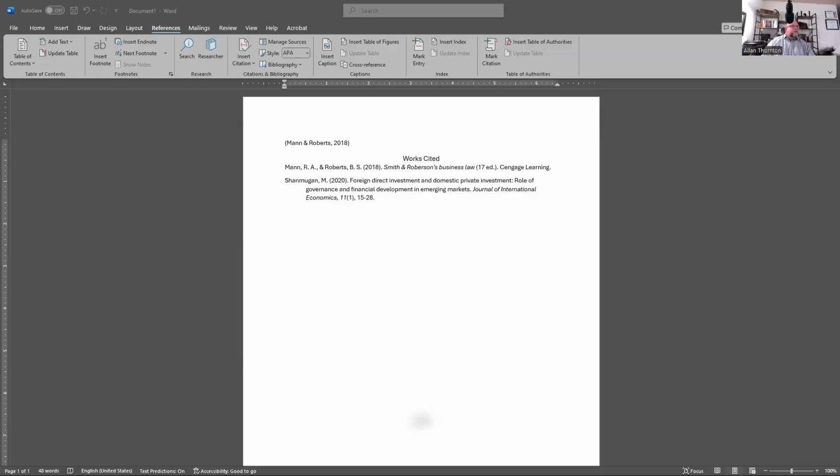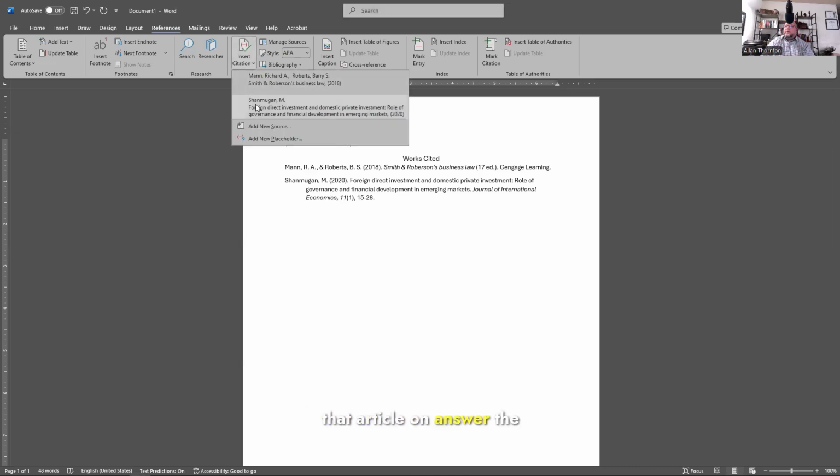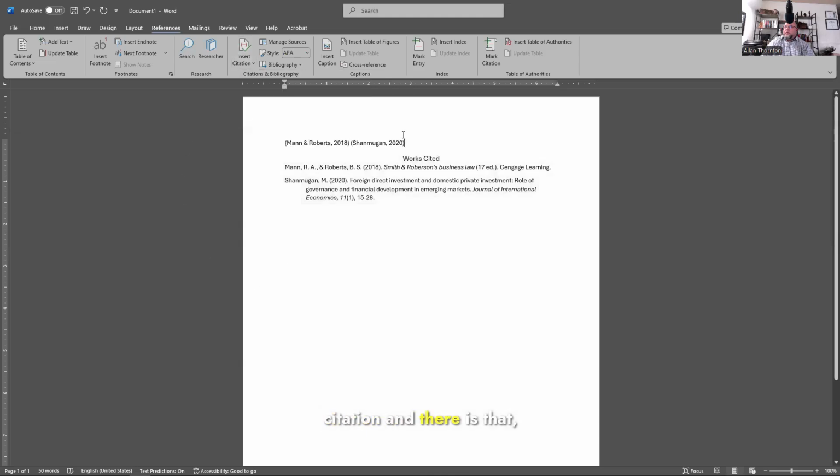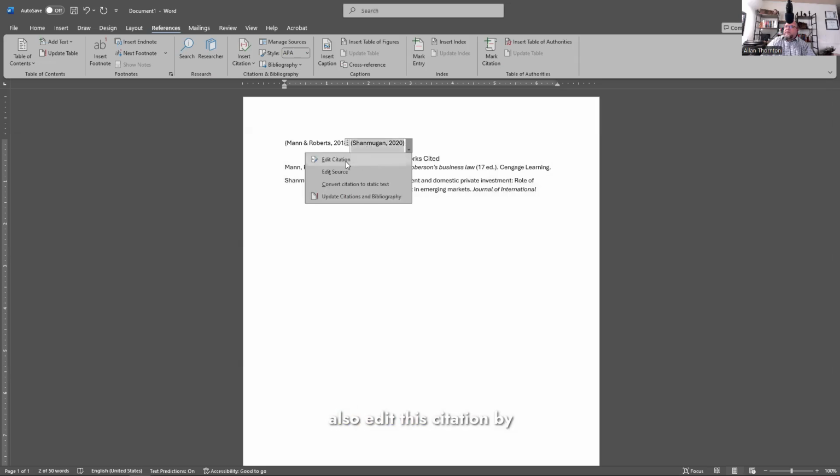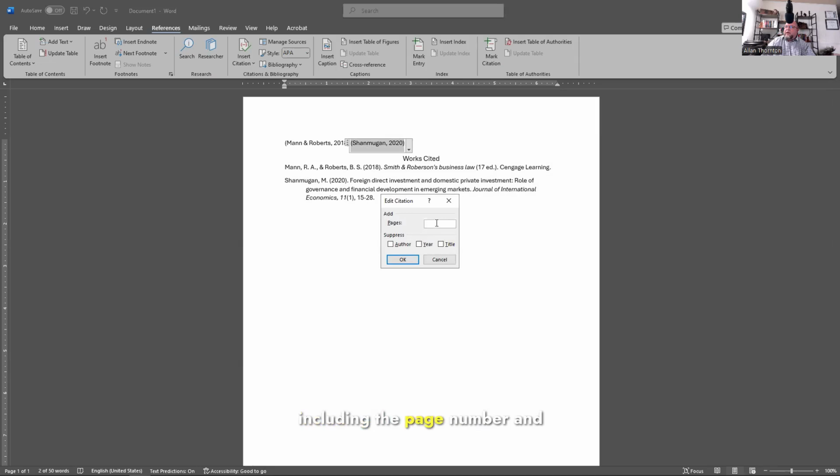All right, so with this one, I already have a couple of these typed out. This is a Mann and Roberts inline citation, how it would look. If I want to do the same thing right here beside it for that article, I click on insert a citation, and there is that. I can also edit this citation by including the page number, and that one's pages 15 through 28.